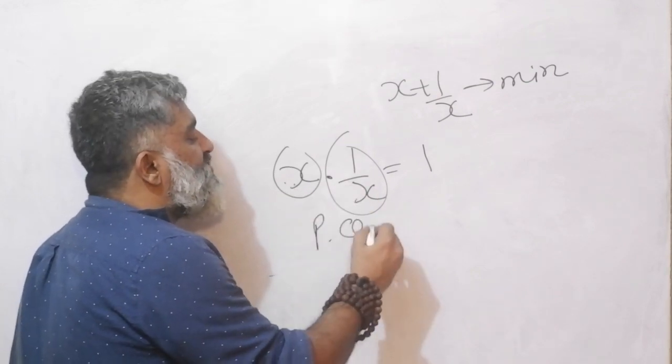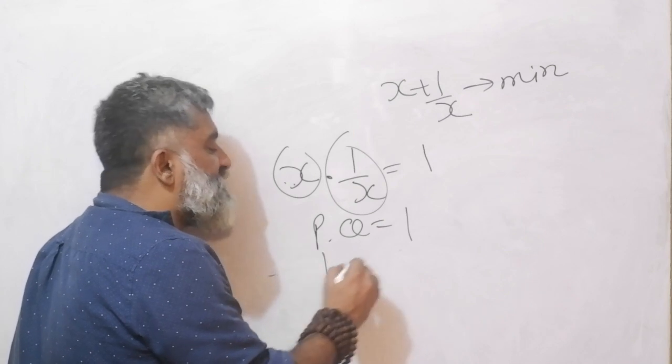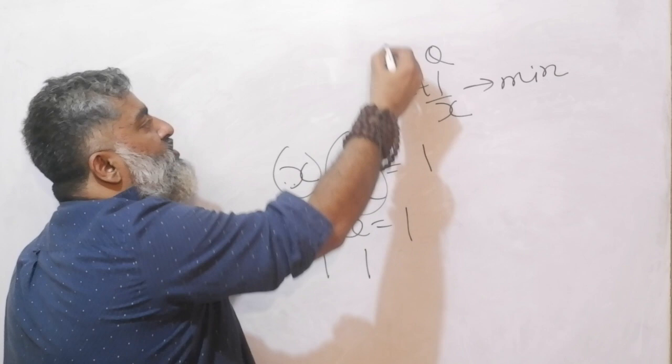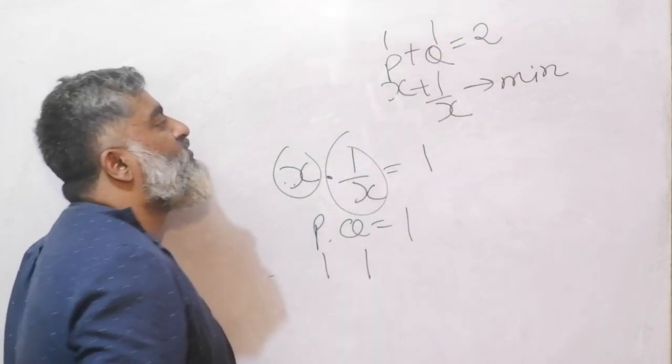For example, P into Q is equal to 1. You want them equal to each other. That means P is 1 and Q is 1. And this is P and this is Q. So put 1 here and 1 here. P plus Q is going to be equal to 2.